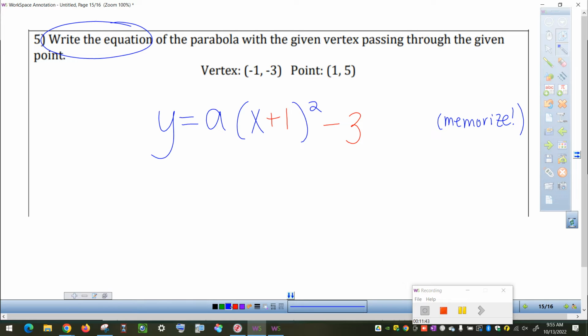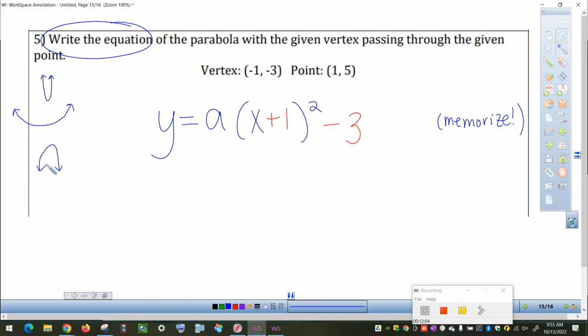And so you might think, well, aren't we done? Like, why do we need to know the point that it passes through? Well, the reason why is because of A. It could be vertically stretched out and be like a really skinny little parabola like this, or it could be vertically compressed and it could be really wide, or maybe A is negative and maybe it's flipped over. We don't actually know yet. That's why we're going to look at the fact that it passes through the point 1, 5.